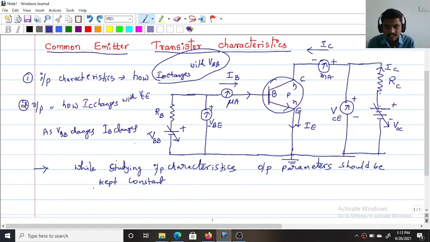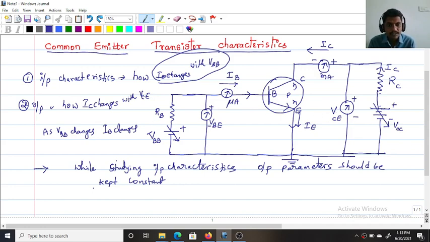Please remember, while studying input characteristics, output parameters should be kept constant. When VBB changes, IB changes. But there is one more battery, and when this VCE also changes, it also affects the base current.